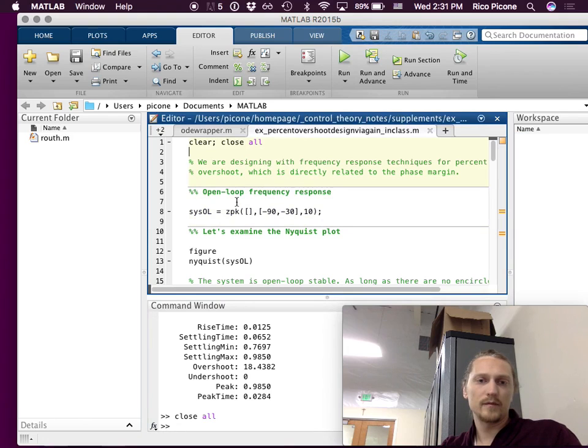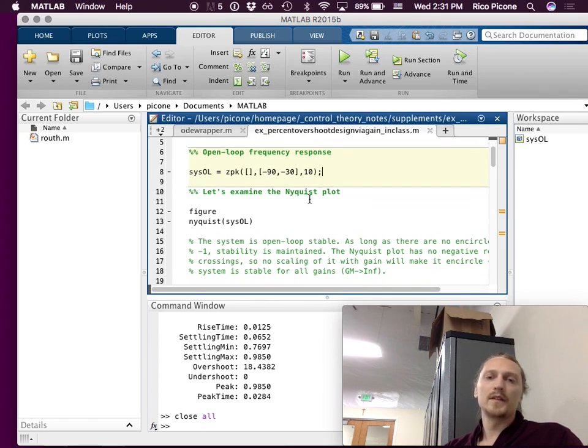So I just define ZPK. I define the two poles, no zeros, 2 poles, and our gain of 10. So let's examine the Nyquist plot first. Crap. Gets me every time.